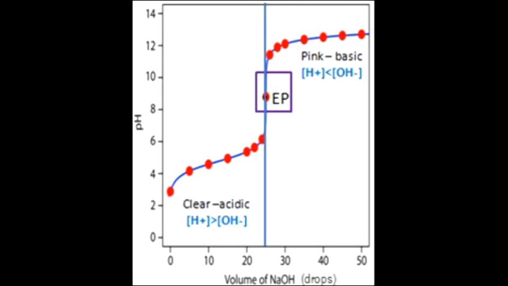Notice I have in a box where our phenolphthalein changes from clear to pink. And our equivalency point is right in that box. So this is a good indicator for this lab. And that will be the indicator that you will be using.